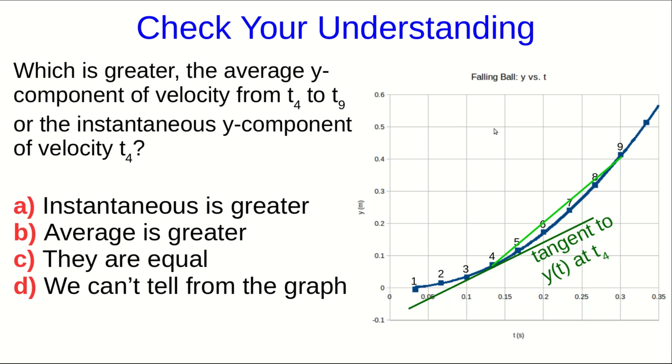You need to become proficient at just looking at graphs and making decisions about sizes of quantities from them, and so that's what this is about. So have a look at this graph that I've just been talking about and decide which is larger, the average y component of the velocity from t4 to t9, or the instantaneous y component of velocity at t4.